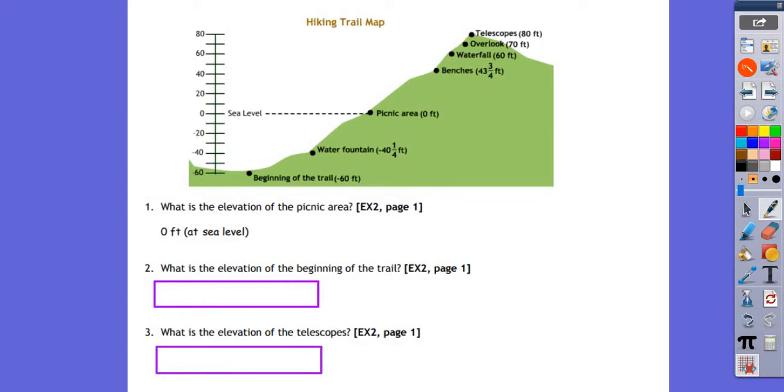Number 2 says, what is the elevation of the beginning of the trail? So looking at the beginning of the trail, that's kind of like where New Orleans would be. What is the elevation of the beginning of the trail? Negative 60 feet. And what does negative 60 feet mean? How far below? Okay, it is 60 feet below sea level is what negative 60 feet means. Tristan?